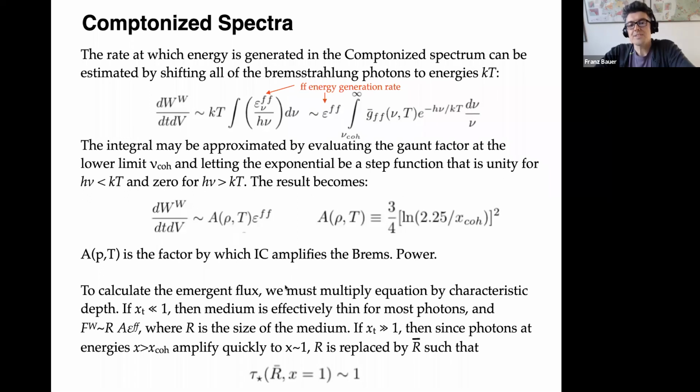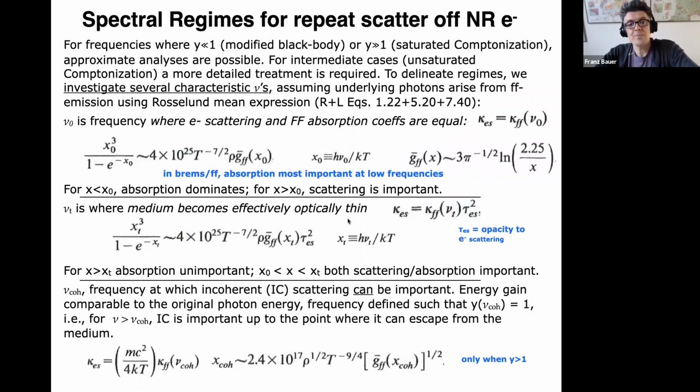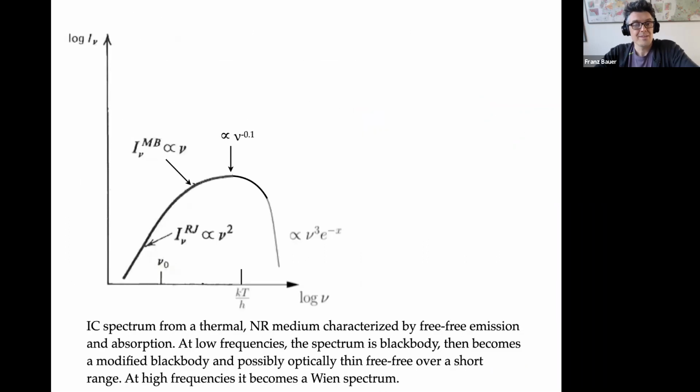And so for the emergent flux, what we have to do is multiply this equation by a characteristic depth. If the frequency is still in the optically thick regime, so if this is less than 1, let's see, if this is less than 1, is that right? If this is much, much less than 1, is that going to be the optically thin regime? I'm confused. Let's go back. Okay, so xt is the frequency where it becomes optically thin. Ah, okay, yeah, right.